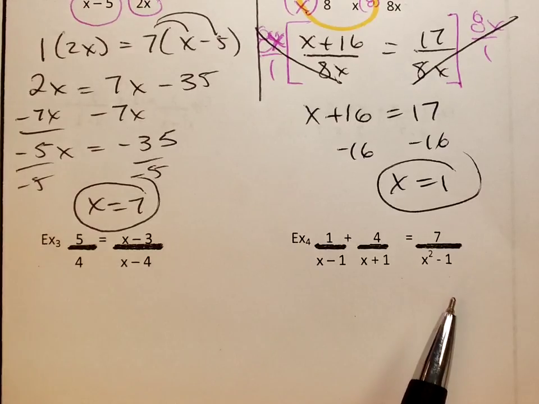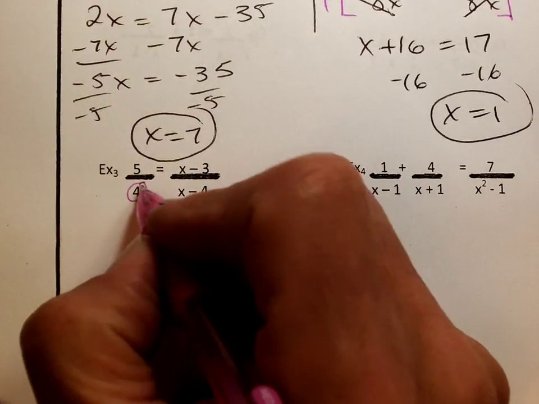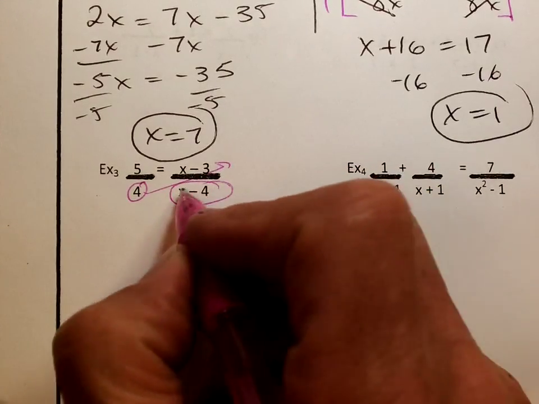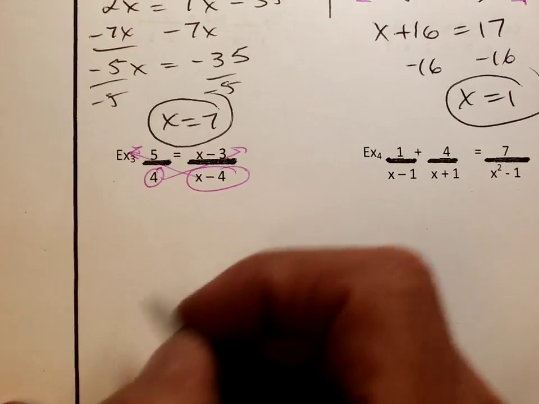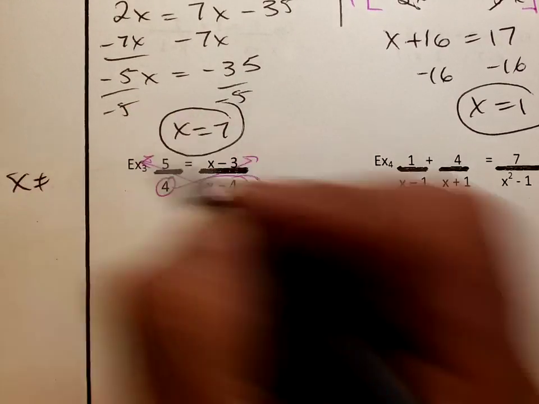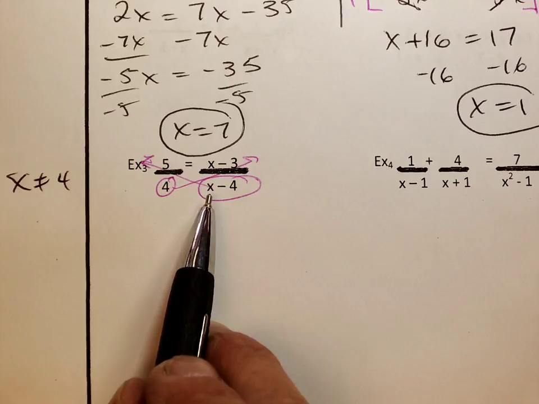Okay, guys, ready for example 5? Well, just a fraction equal to a fraction, right? So what are we going to do? Right? We're going to cross multiply. If you get a fraction equal to a fraction, we'll take the 4, multiply it up here. The x minus 4, multiply it up here, right? We're going to cross multiply. Before I really start, though, x cannot equal 4, right? Agree with that? Yeah. Okay. So let's cross multiply.